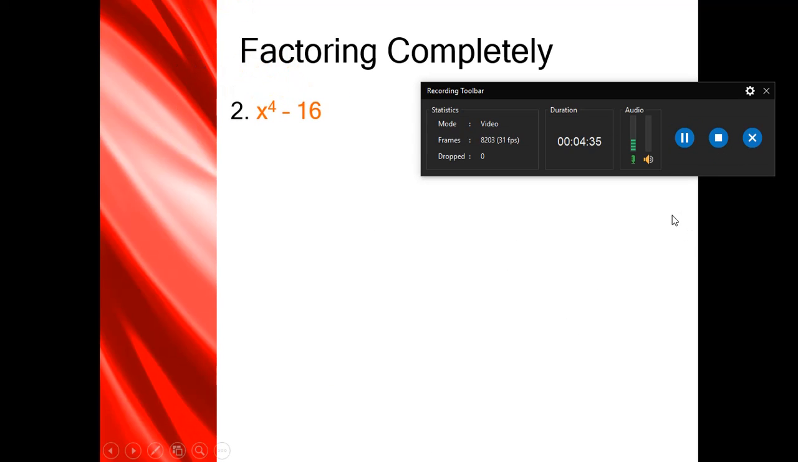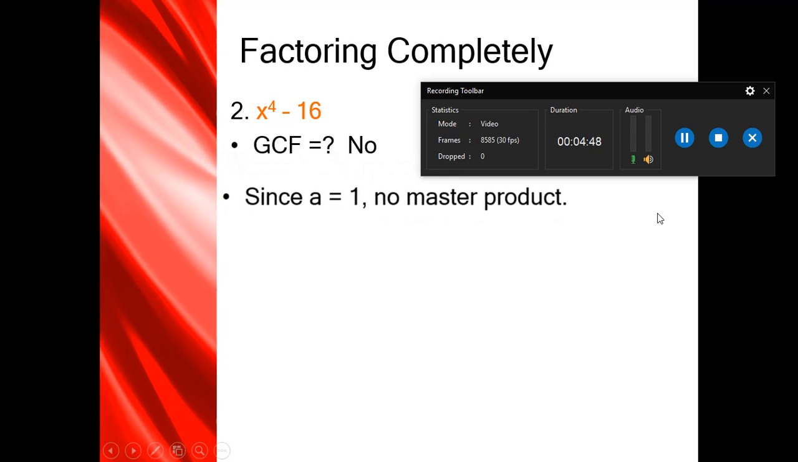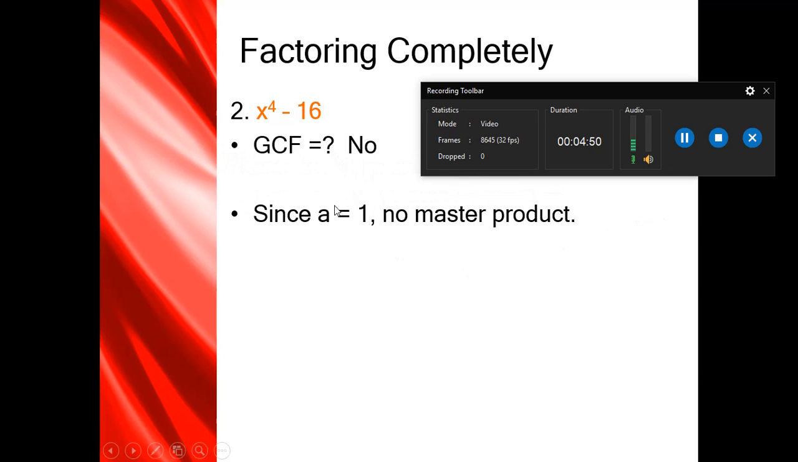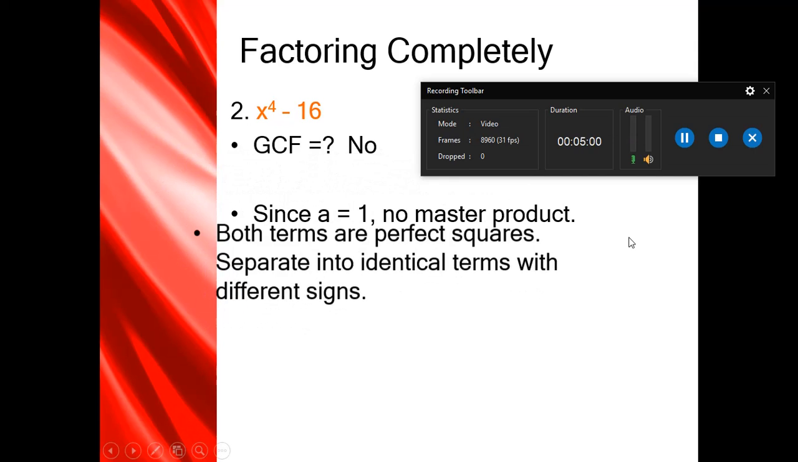Our second example. Is there a greatest common factor? When I look at that, I don't see a common factor between either of the terms. Since the value of A is 1, we're not able to use master product. But what I notice here is the front term and the last term, those are both perfect squares.